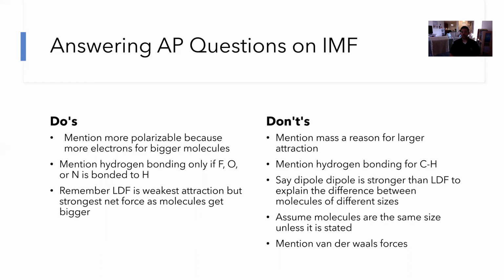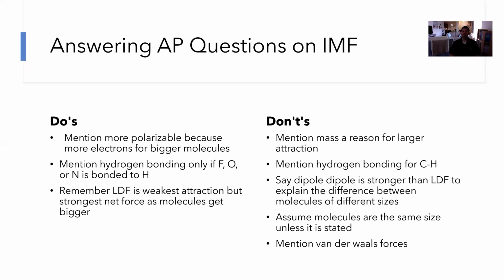All right. And do remember, London dispersion forces, while it is the weakest attraction, it ends up being the strongest net force as molecules get bigger. So even though we often think of LDF as being really weak, it ends up being our explanation for why a certain molecule has a stronger force of attraction. Some of the don'ts. Don't mention mass as a reason for larger attraction. Mention the more electrons. Don't say, well, this molecule has a bigger molar mass, so it's going to have more LDF. Do not say that.